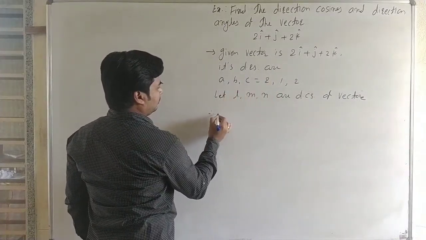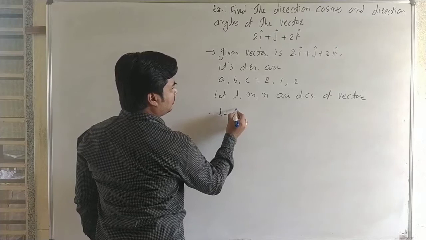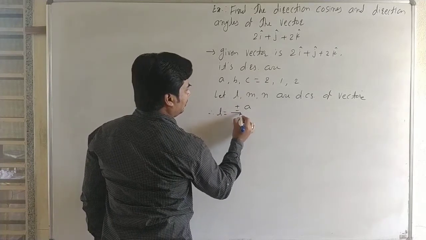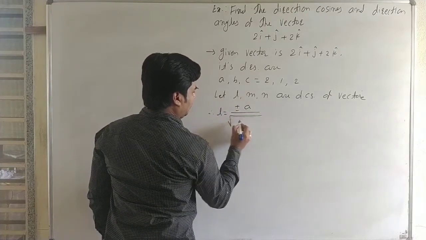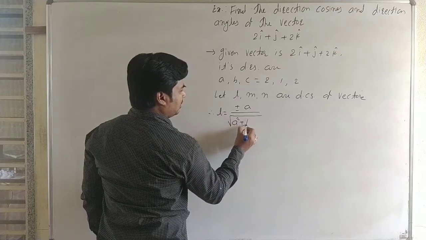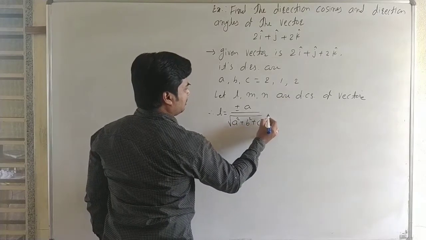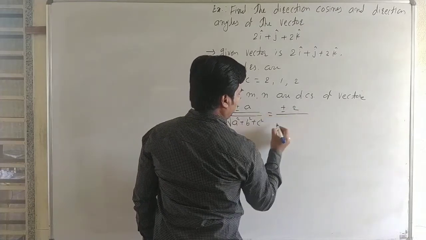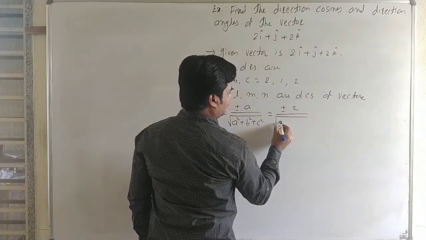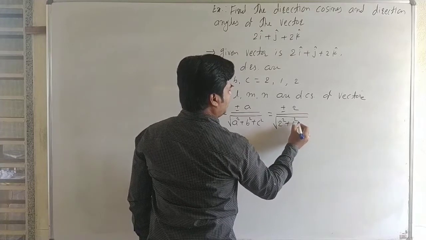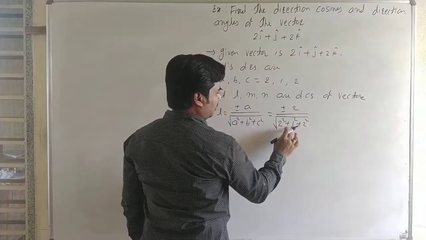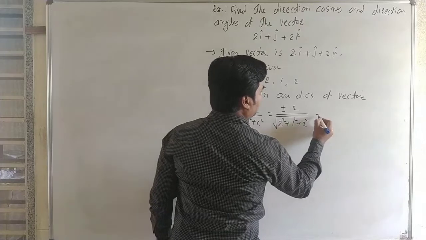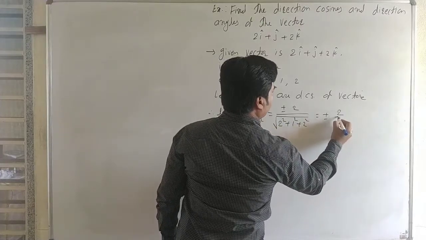Therefore, L is equal to plus or minus A upon under root A square plus B square plus C square, and that is equal to plus or minus 2 upon under root 2 square plus 1 square plus 2 square. It is 4 plus 1 plus 4, that is 9. Therefore it is plus or minus 2 by 3.